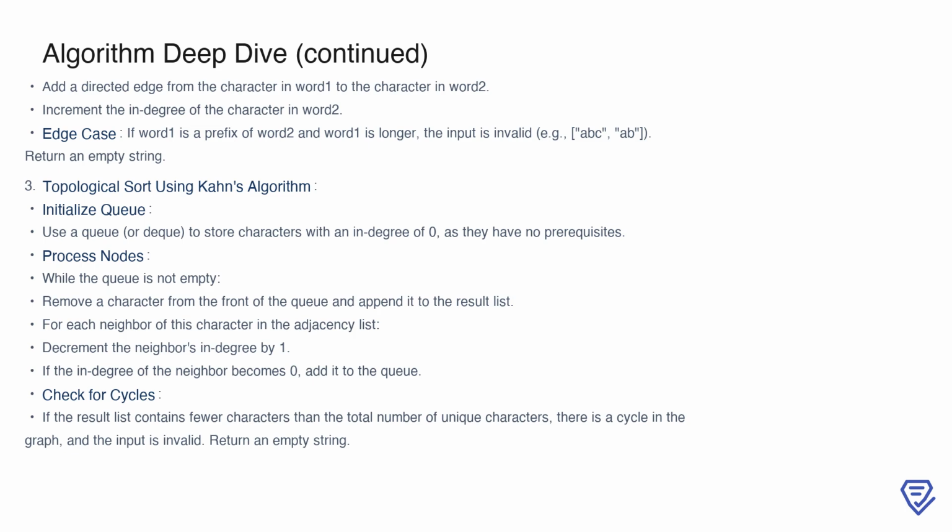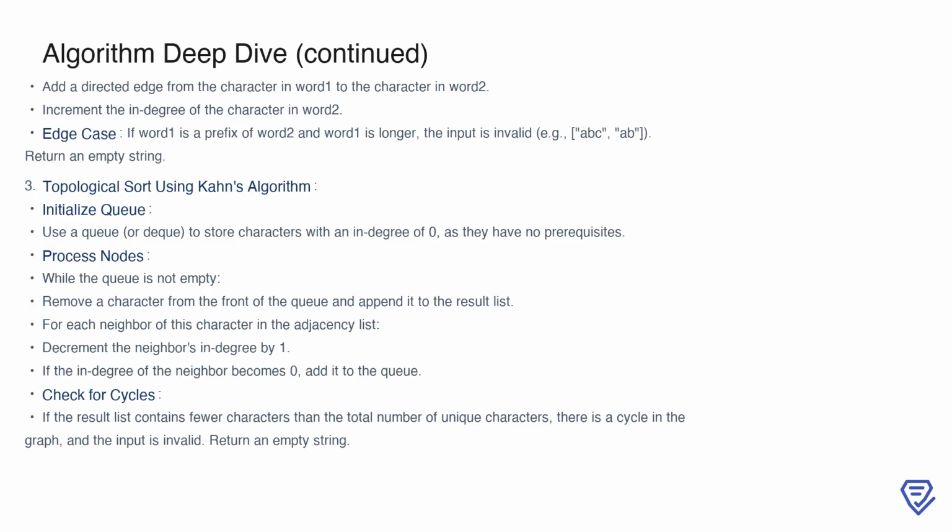However, there's an important edge case to handle here. If the first word is a prefix of the second word but is longer, the input is considered invalid. For example, with input words like ABC, it's impossible to determine a valid order since the prefix constraint is violated. In such cases, we immediately return an empty string.